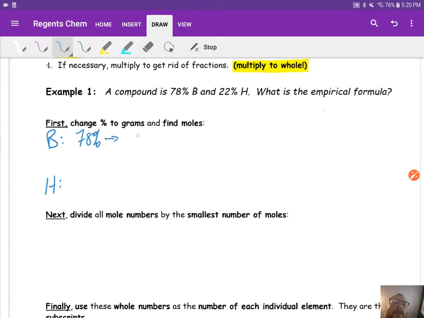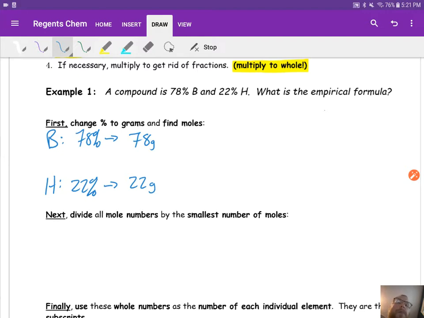78%. We're going to change it to grams. Bam, that's it. It was a joke, a little sarcasm. Super easy. So just take that percentage sign, and we're going to convert that and just change it to grams. So there could be problems where they don't even give you a percentage. They just give you grams. If they give you grams, great. You can skip step one, and you just go to find moles.